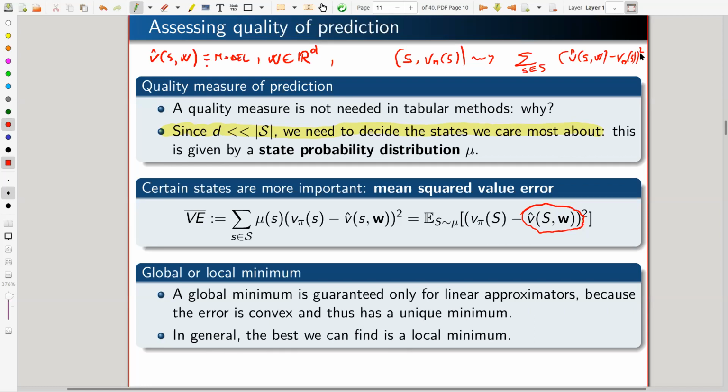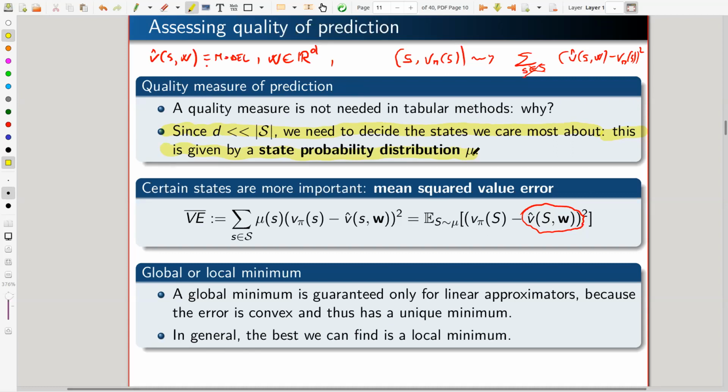Sure, yeah. Exactly. But now you can't do the sum. So we need, in some sense, to accept the fact that we need to consider some states less than others. What I want to say is that we need to decide a state probability distribution, an importance for states, measuring in some sense the importance of the states.